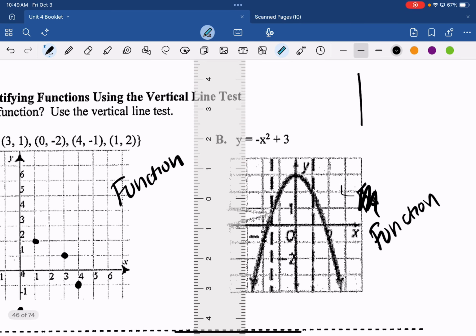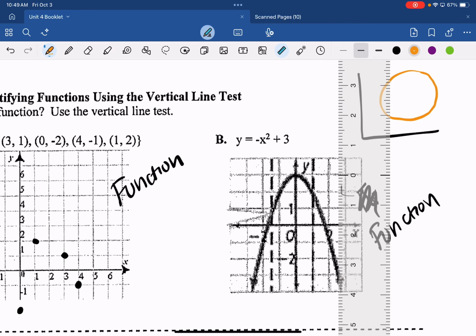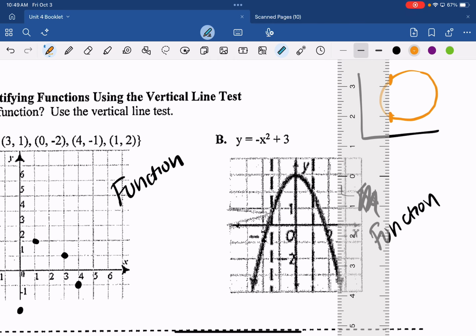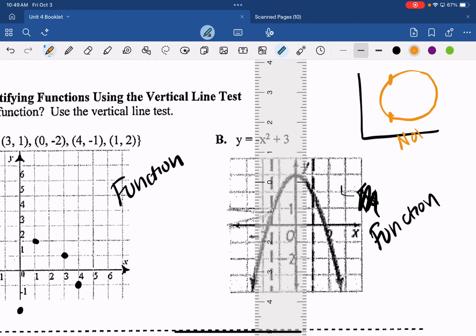Just for an example of not a function, let's imagine I had a circle graph. Okay, so if I have a circle graph and I move this along, right here I'm hitting in 2 spots. Okay, no good. So this would be not a function. Okay?